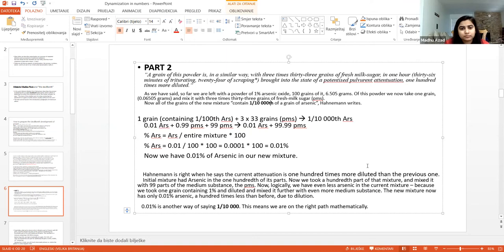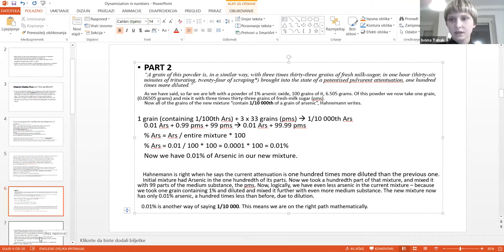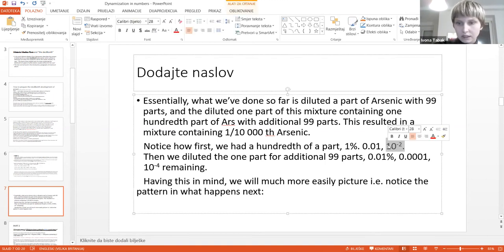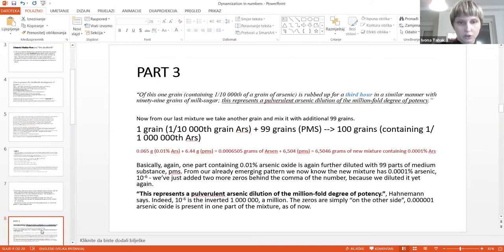Yeah? Yes. I will repeat this. It's quite repetitive and I will repeat it in many different ways. So I think by the time we're done, you will get a very clear picture of what happens ratio-wise, mathematically, and all of that. Actually here, wait, you cannot see it well. Yeah. So here I've expressed this through exponents. It's a thing in mathematics. You've probably all learned about it in school. So in the first mixture, we had this number. This was the arsenic. And then when we add 99 parts, we have this amount of arsenic. So this is the pattern that starts emerging when we count the amount of arsenic and powdered milk sugar.